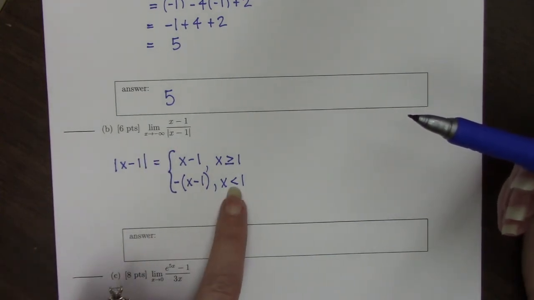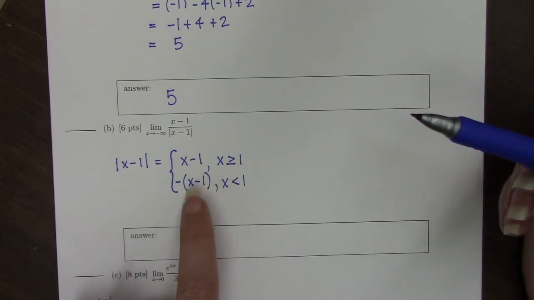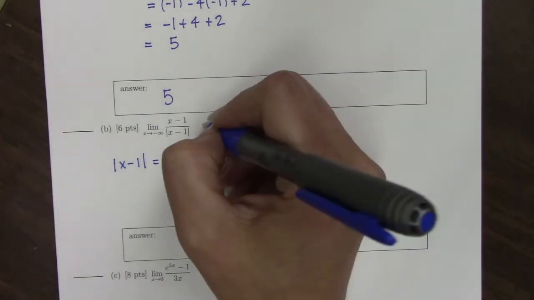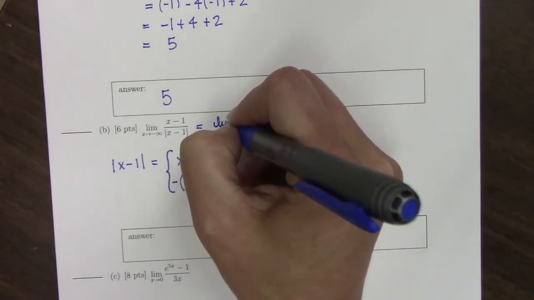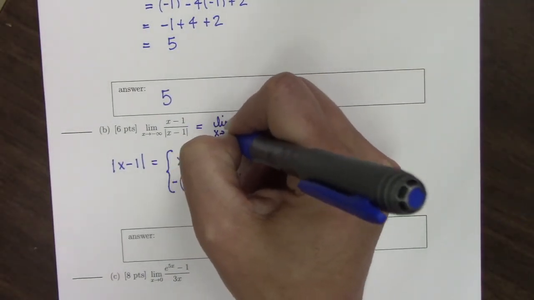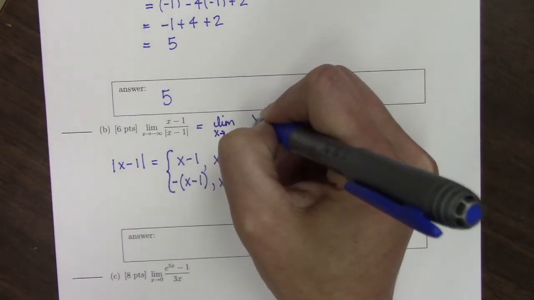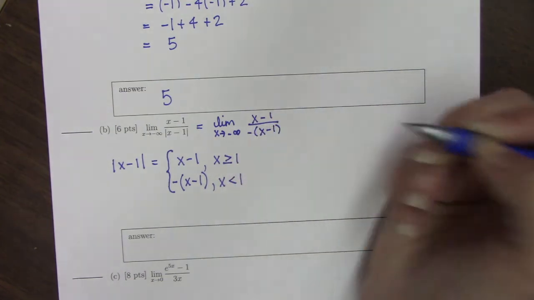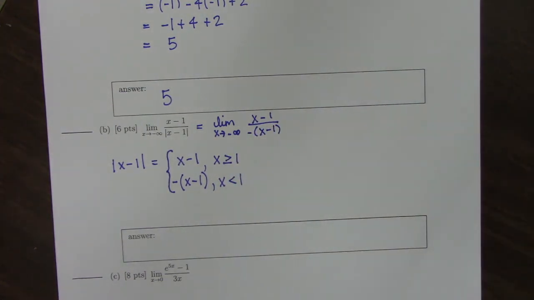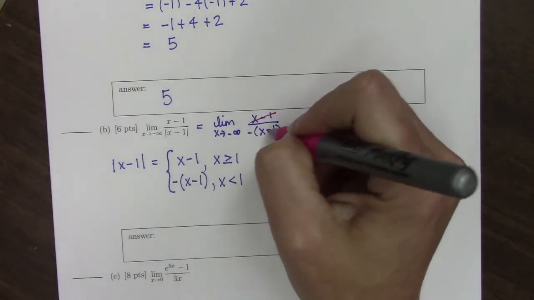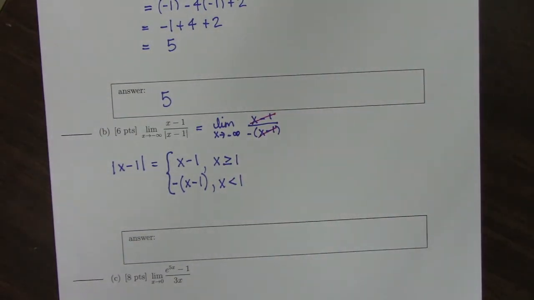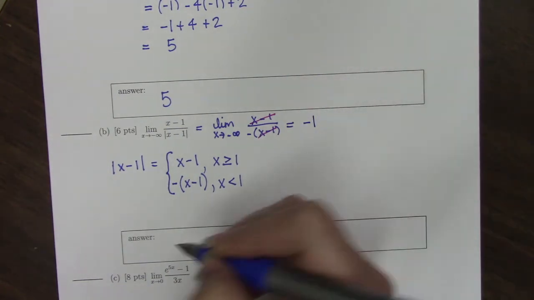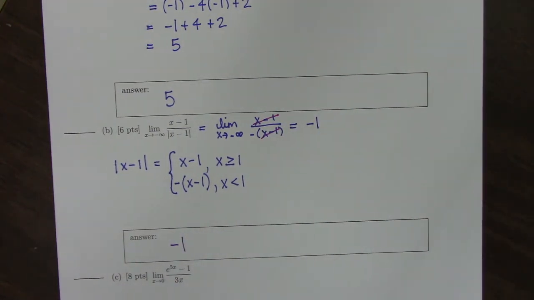That is definitely values that are less than 1. So I can rewrite my expression substituting this for the absolute value term. So this is the same thing as the limit as x approaches -infinity of x minus 1 over negative quantity x minus 1. So the x minus 1's actually cancel, but don't forget about the negative sign we have down here, and so this limit just simplifies to -1.